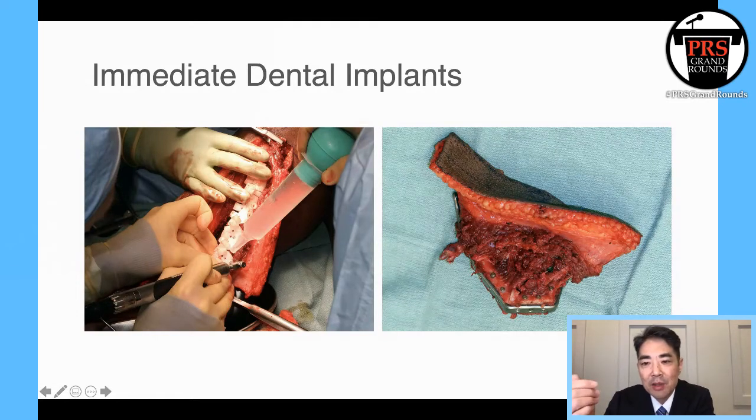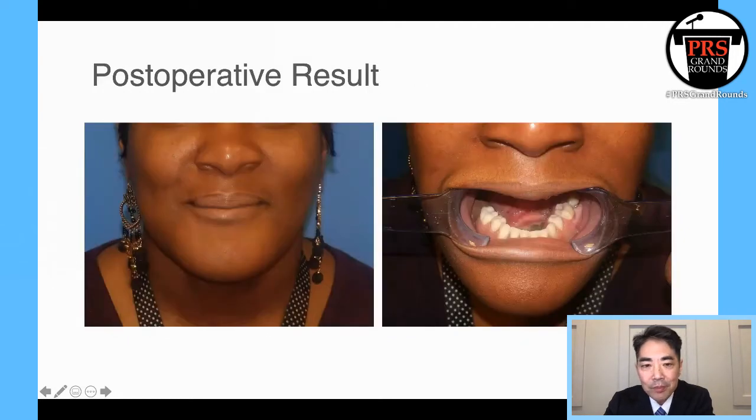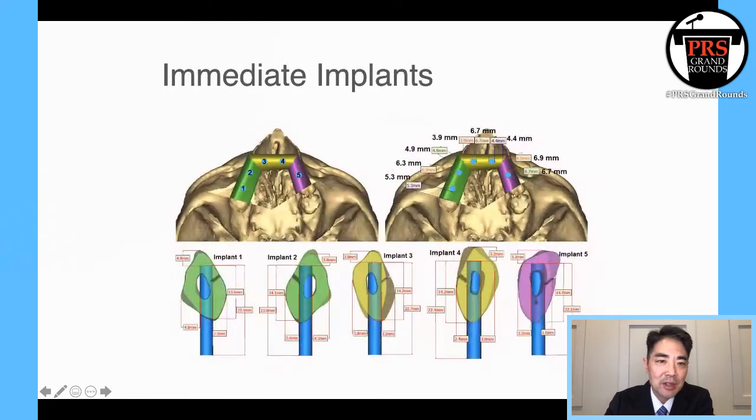And you can see on the right side the completed reconstruction and the dental implants with their cover screws are visible. Here's the completed restoration after the implants were uncovered, abutments were placed, and the prosthesis was delivered to the patient.